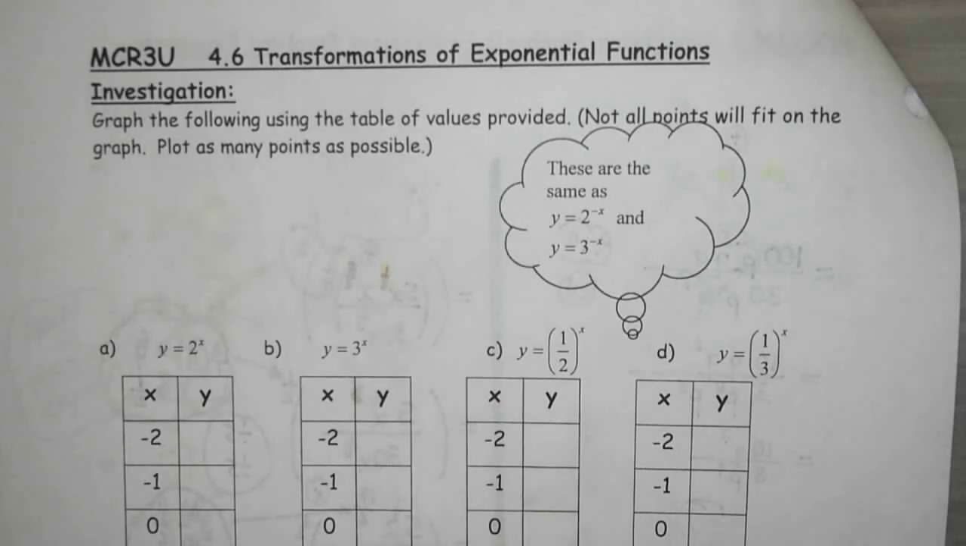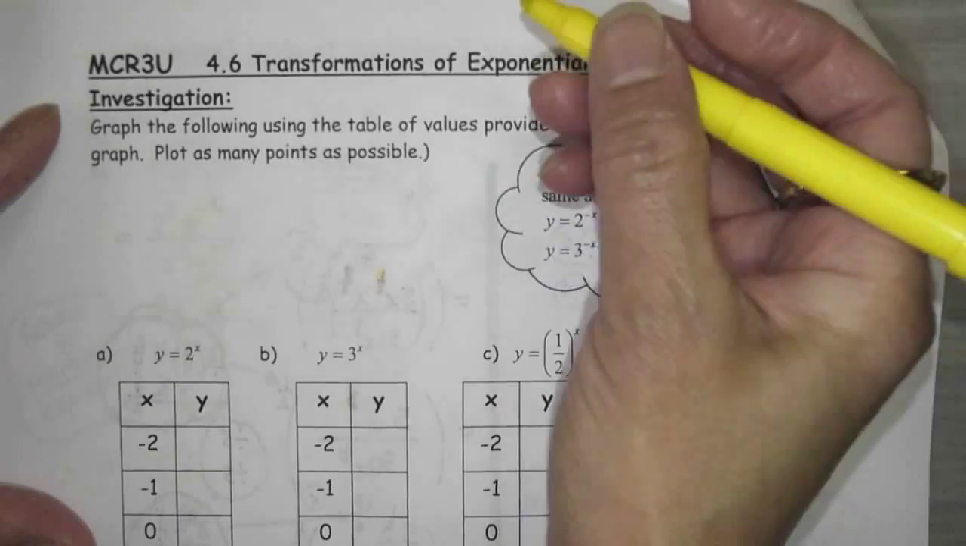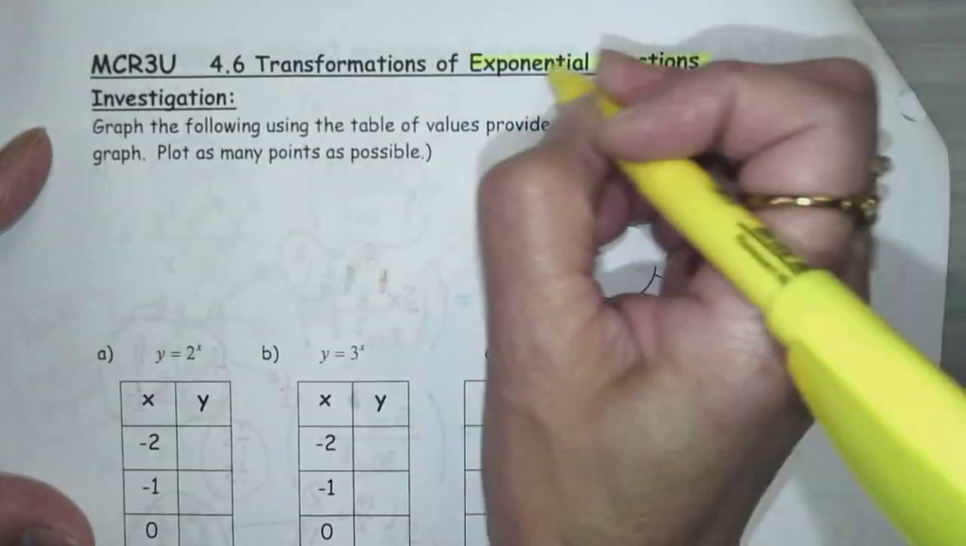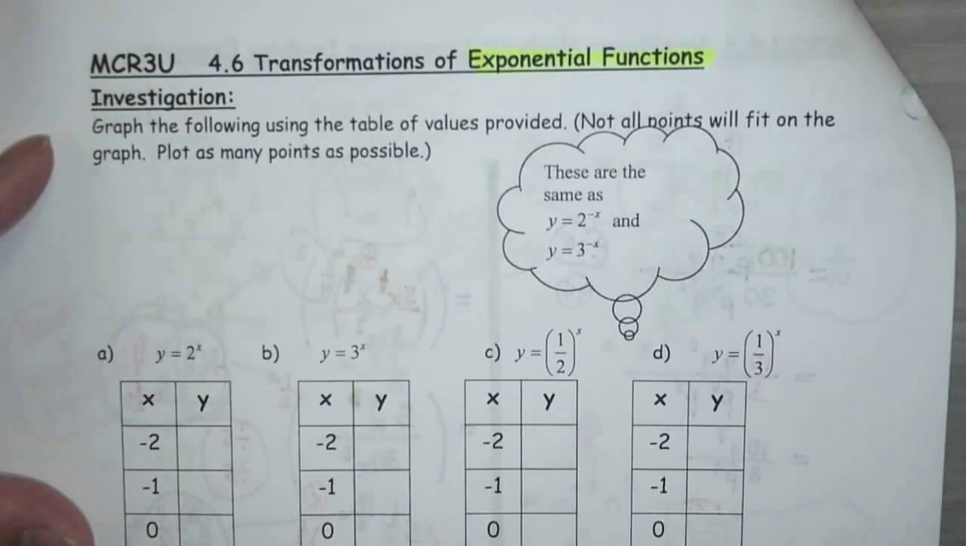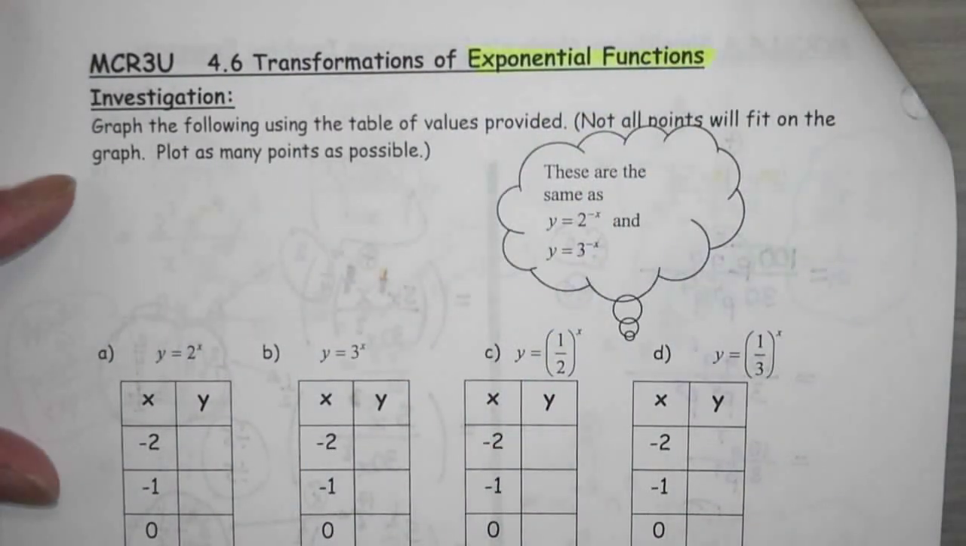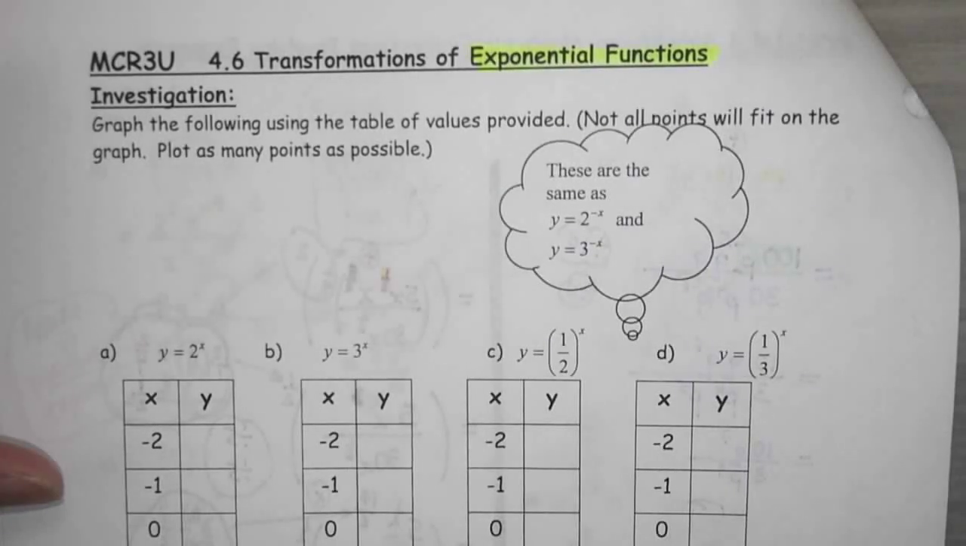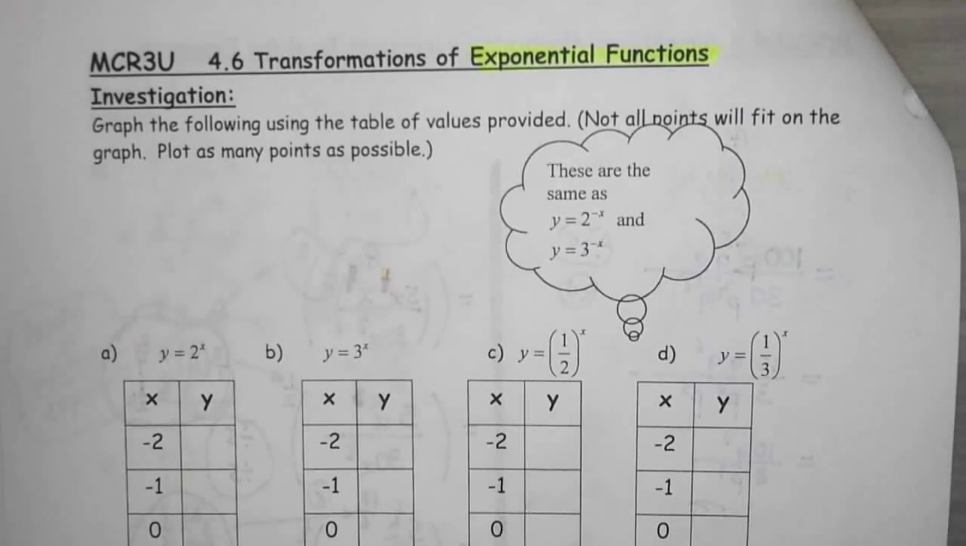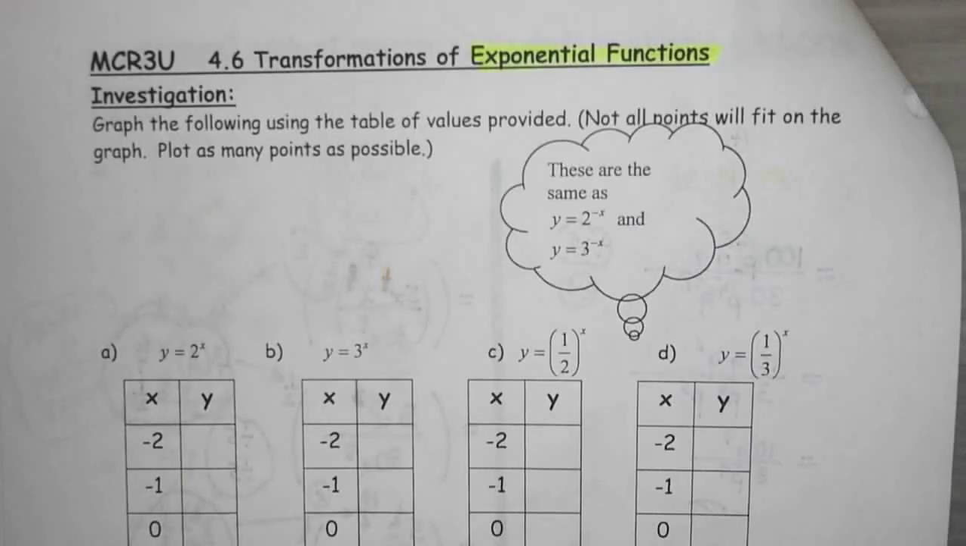4.6 is transformations of exponential functions. So we did not learn exponential when we learned functions way back in chapter 1. But we are going to now do it. So our investigation is really just looking at what the parent function is. I want to know how to draw the parent function of an exponential graph.